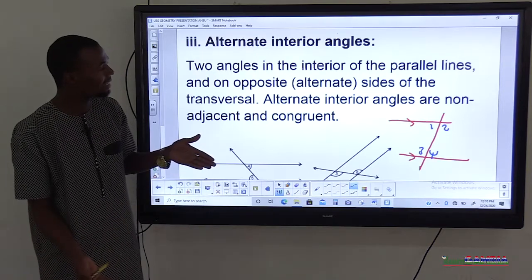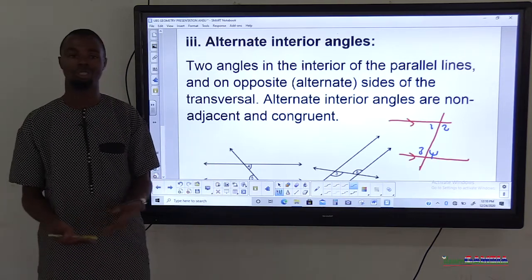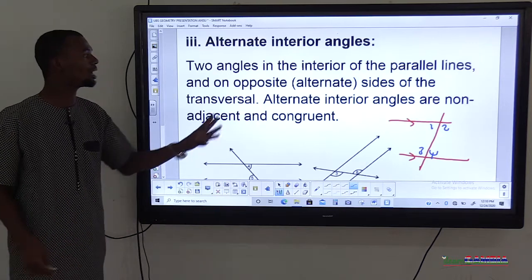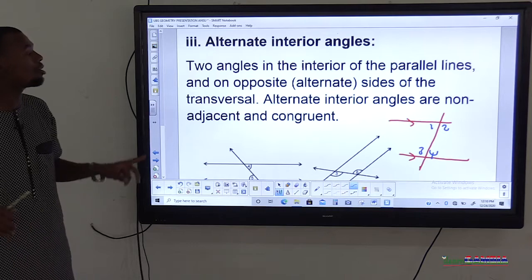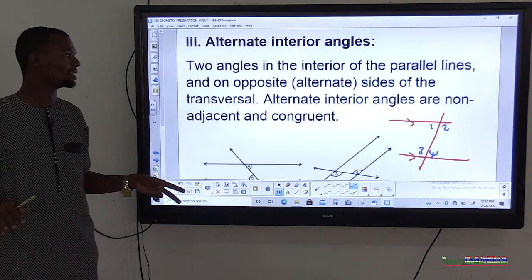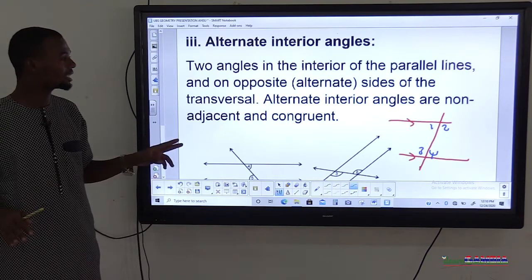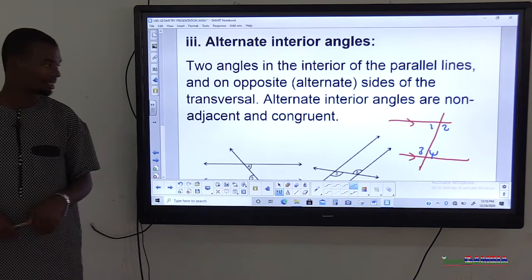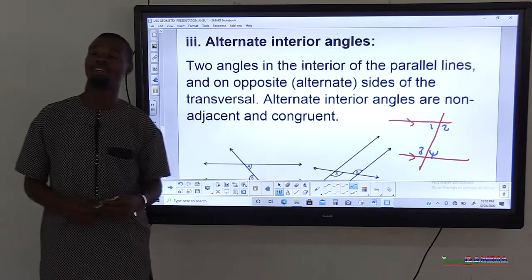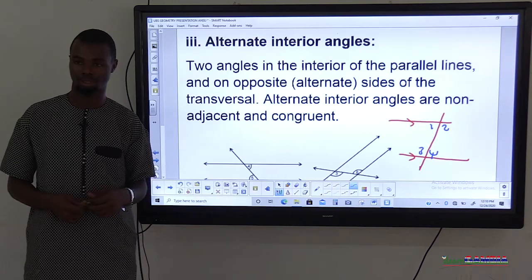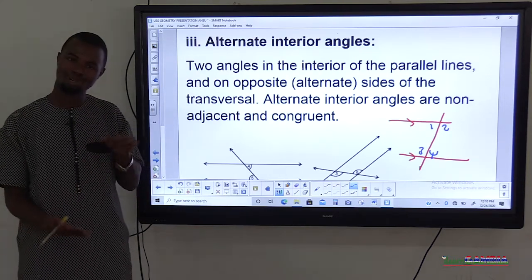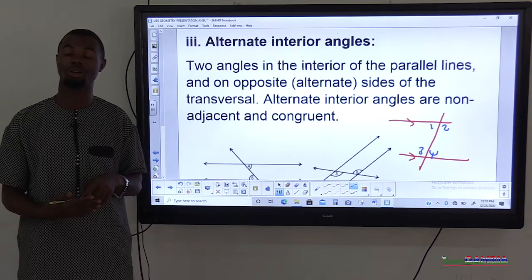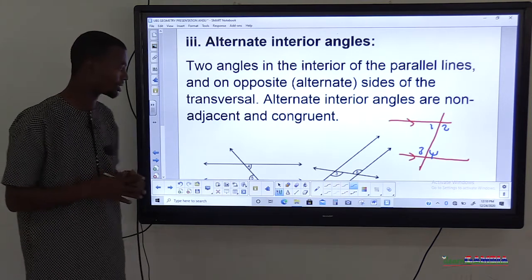How do we find the alternate interior angles? Two angles in the interior of the parallel lines, on alternate sides of the transversal, are called alternate interior angles. When they are on different sides of the transversal, in between the parallel lines, they are called alternate interior angles.